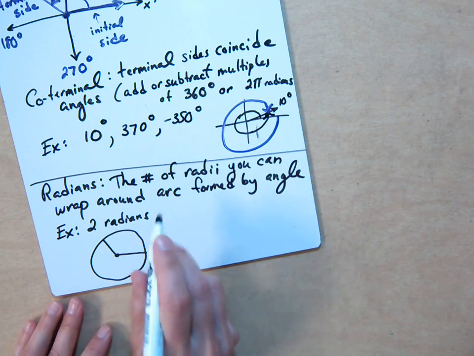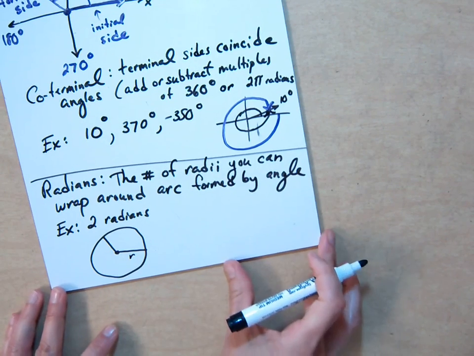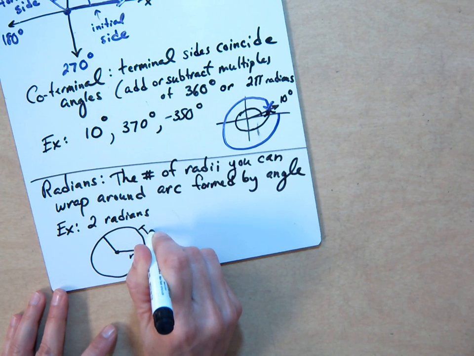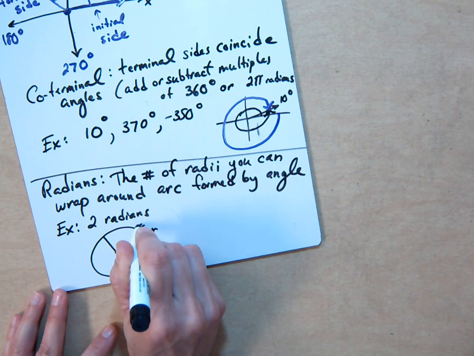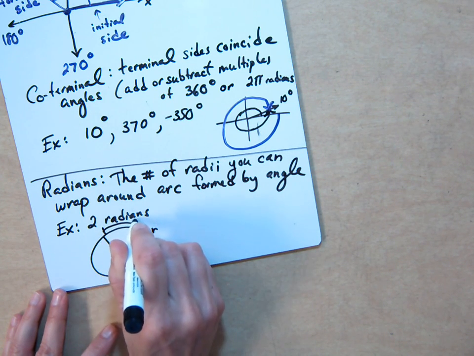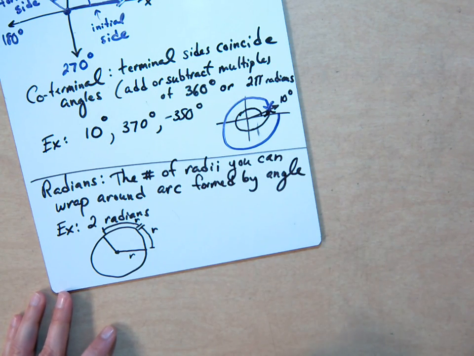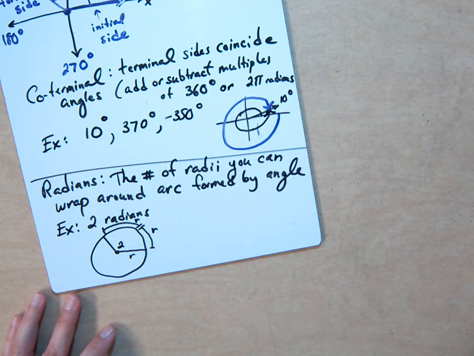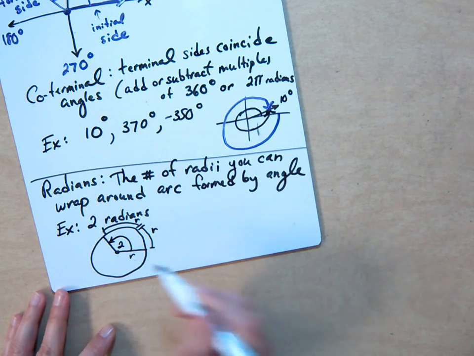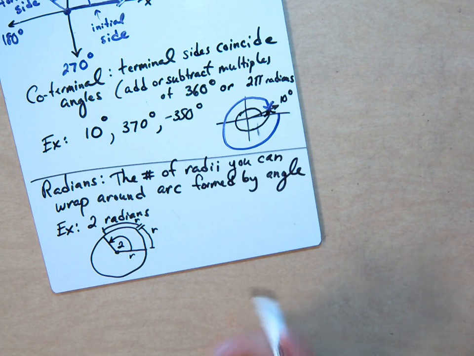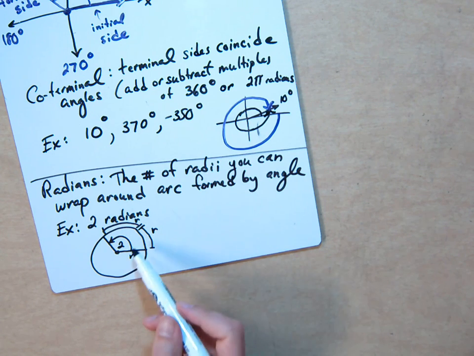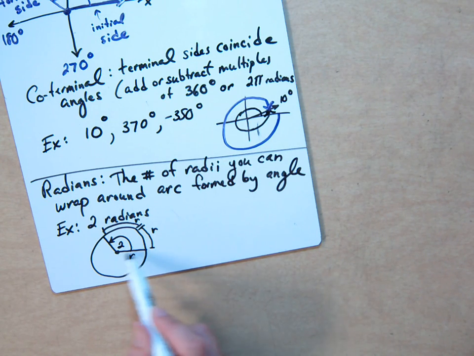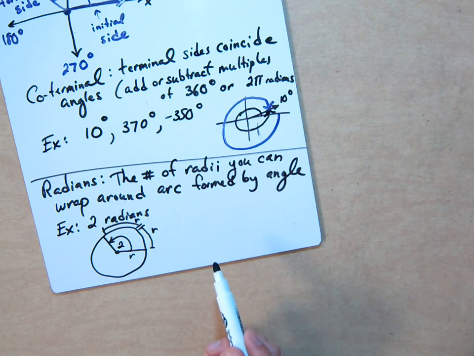So for 2 radians, if this is r right here, then around the outside I can wrap 2 of those r's, about 2 of those r's around the outside. So this angle is 2 radians. From here to here is 2 radians. And when we say the angle, that's like the central angle. So you could wrap 2 r's around the outside.